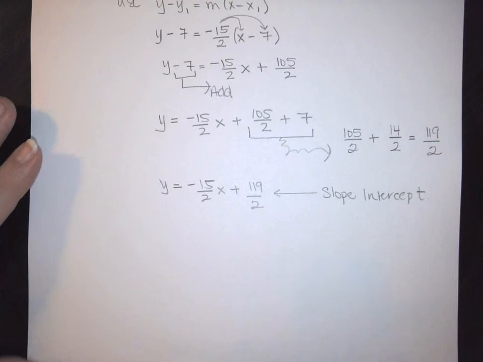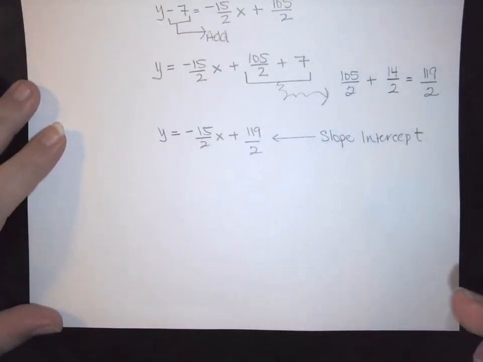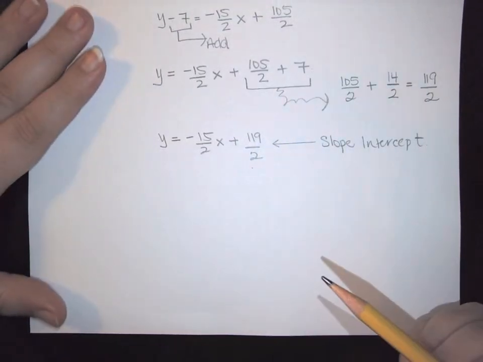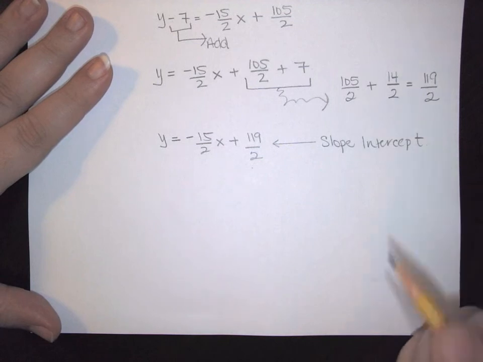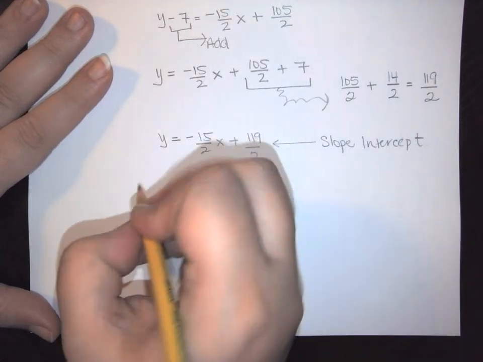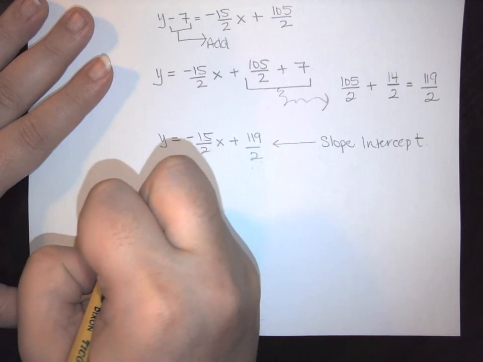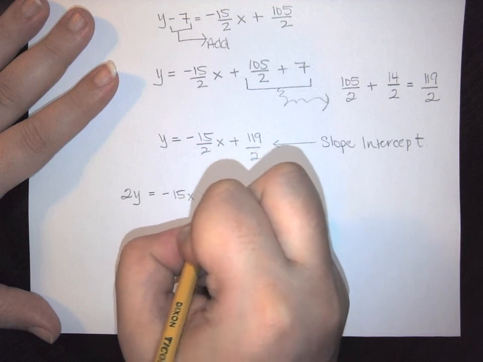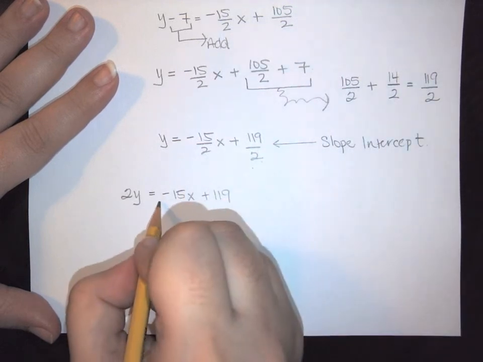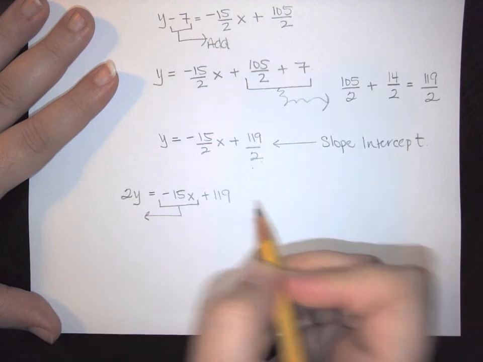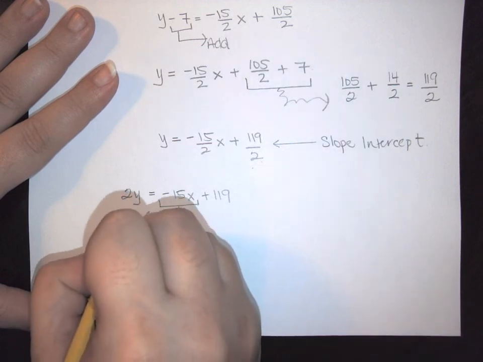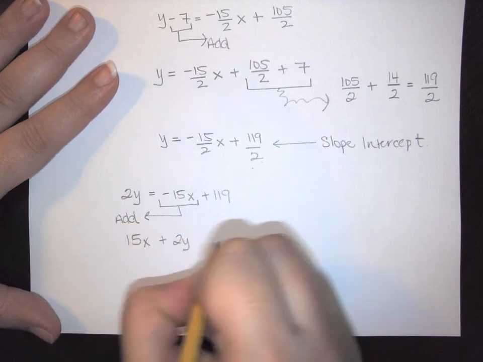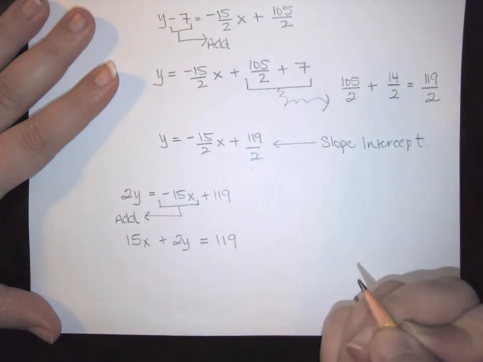So I have one line down, I have one line to go. Now in order to do this, the first thing we need to do is we need to remember I cannot have any fractions. So the first thing I would do is I would multiply everything by 2, thus getting rid of these denominators. So here this is going to become 2y is equal to negative 15x plus 119. Then the last thing I need to do is move my x back over. Because it's negative, to move it says I have to add. So this becomes 15x plus a 2y equals 119.